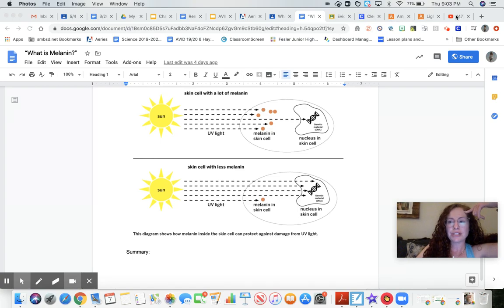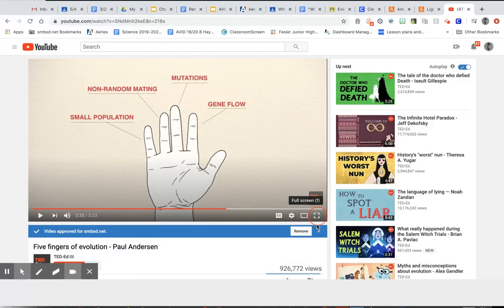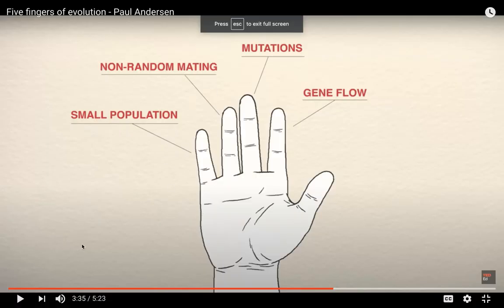I also wanted to show you, because a lot of you asked about this, a video I showed you a long time ago. It's called The 5 Fingers of Evolution. We learned it when we were doing natural selection. So evolution can happen because you get a small population, non-random mating, mutations. You guys all looked for the M in your middle finger when I showed that. Gene flow, that's like populations moving out. And then remember, adaptation.